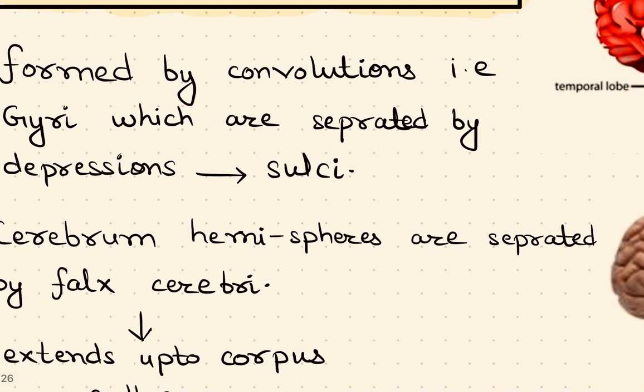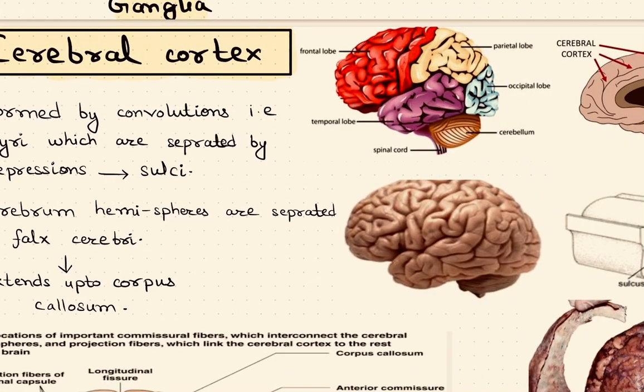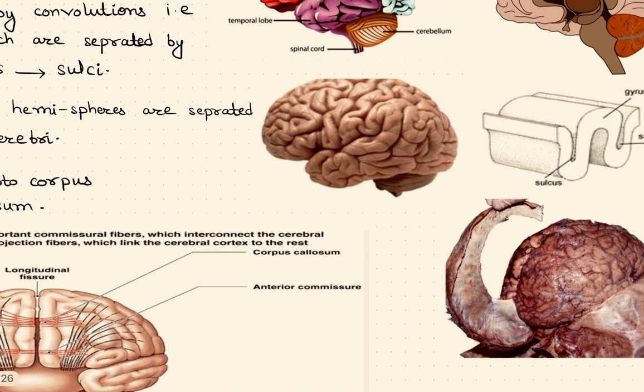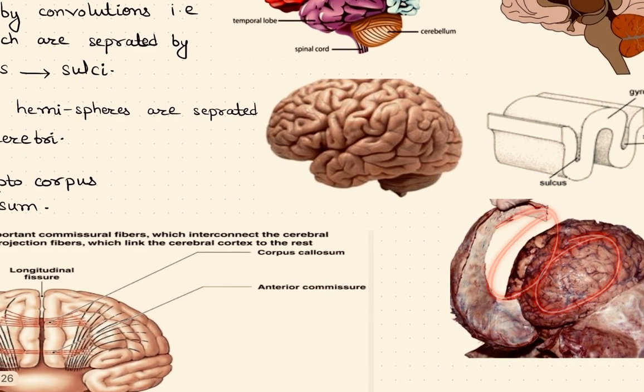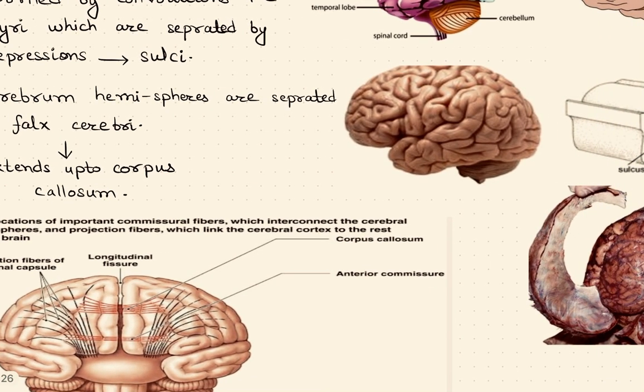Now cerebrum hemispheres: in cerebrum we find two hemispheres. This is the one hemisphere and this is the other hemisphere. These hemispheres are separated by a longitudinal fissure. And in this fissure, there is a layer of dura mater which fits into it, that is falx cerebri, and it extends to corpus callosum.